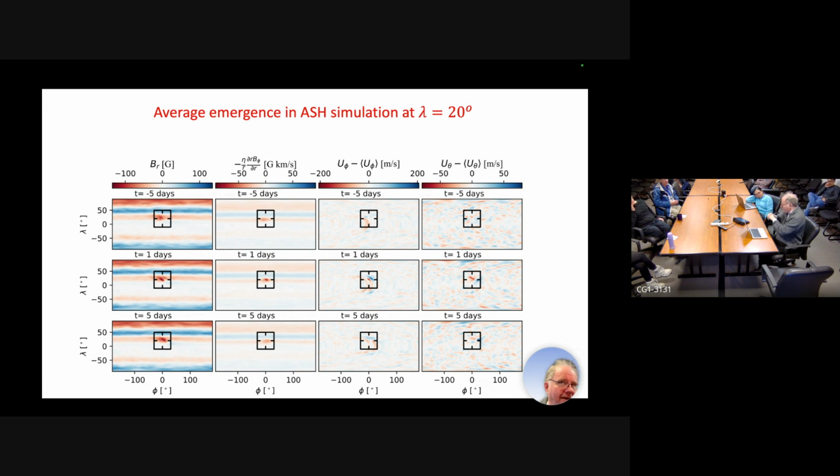A similar thing has been seen on the sun, where you tend to emerge at locations which the day before were inflow regions, east-west aligned inflow regions. This is a result of Aaron Birch. So we're emerging in a specific location, and not just randomly, compared to the convective pattern.